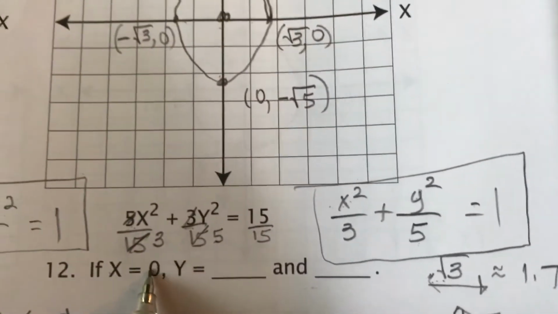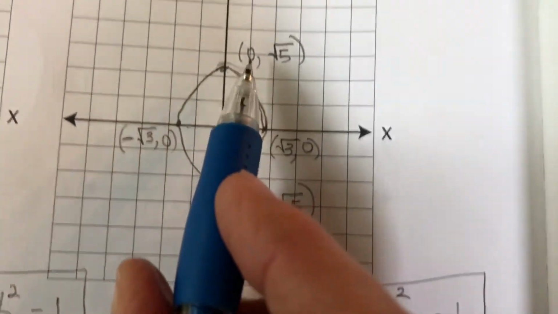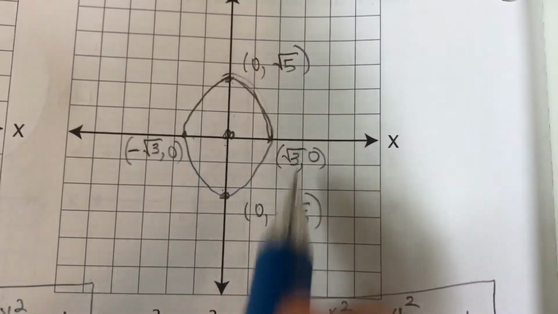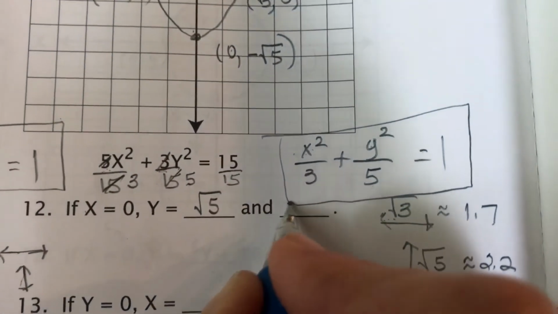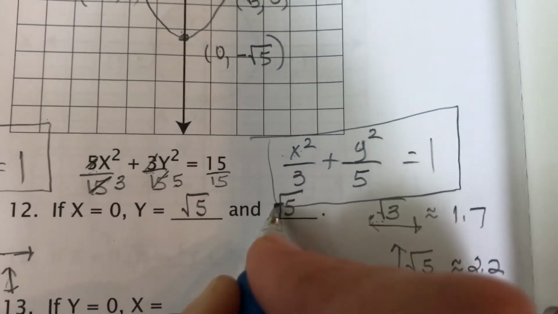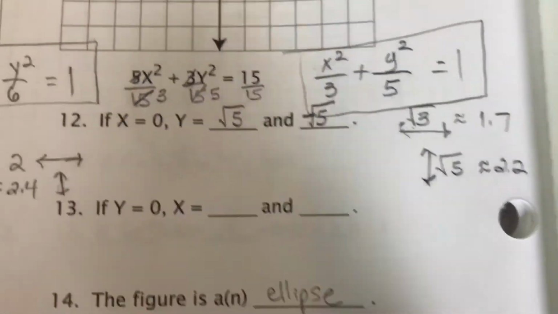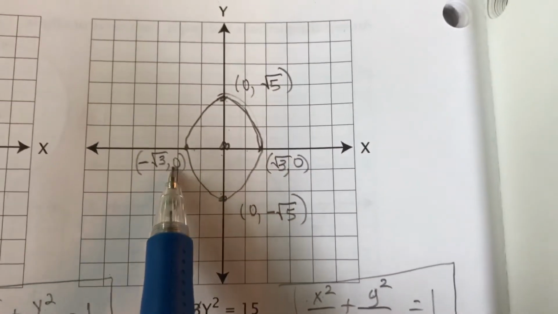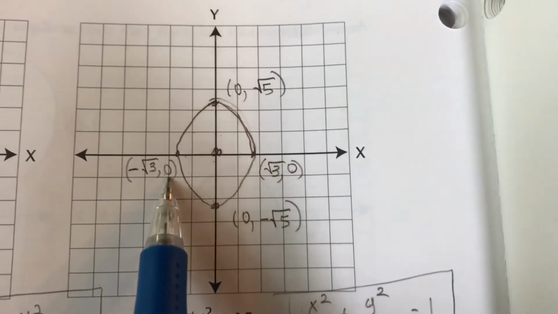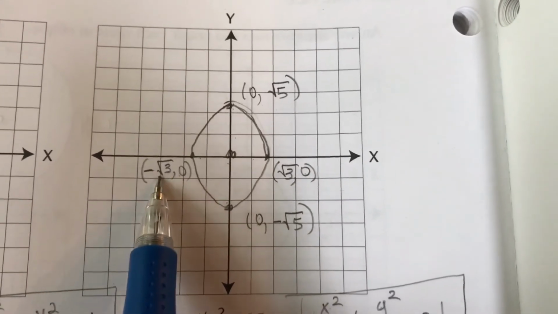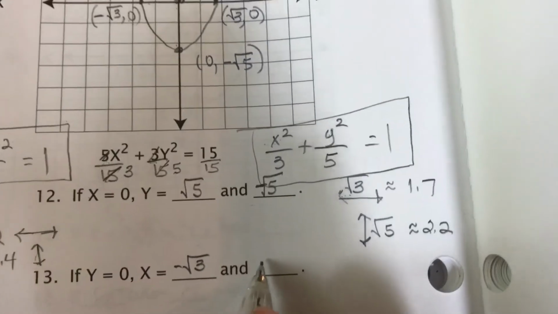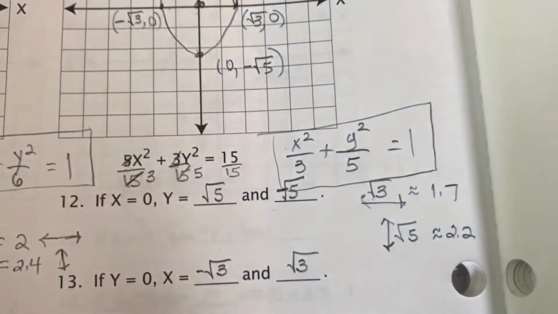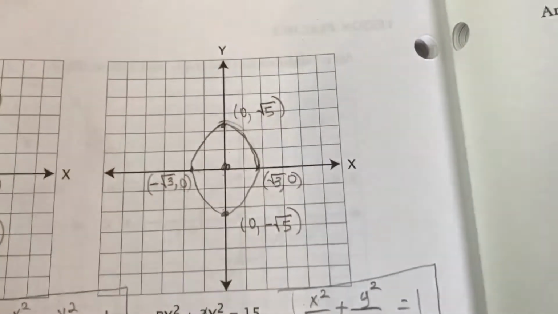Okay, so you can now fill in these blanks. If your x value is 0, look at here how your x value is 0. My y value is the square root of 5 and negative the square root of 5. Ooh, I forgot my negative sign there. Okay, if my y value is 0, there's my y value, that's 0. My x value is either negative the square root of 3 or positive square root of 3. So it looks just like that, and that's all you have to do.